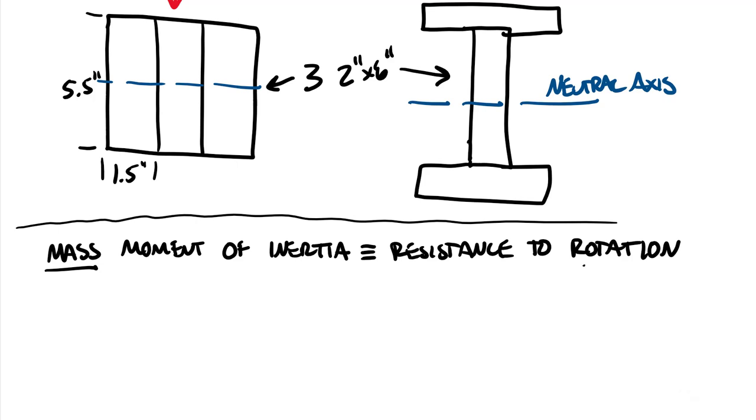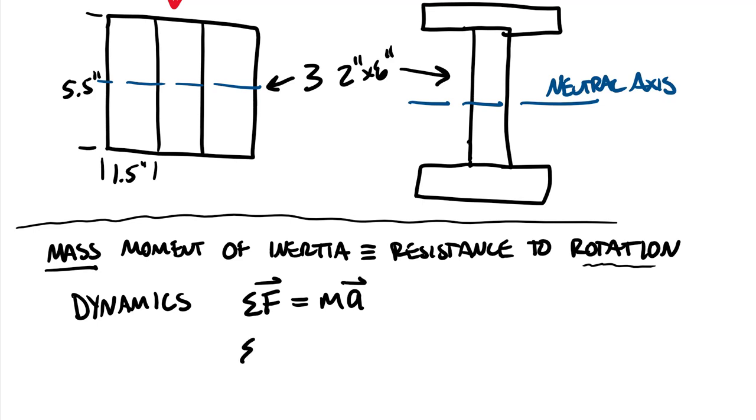Okay, and so if we're talking about rotation over here, we're talking in a dynamics context. We have two different equations in dynamics that relate to the motion. One is the sum of forces, not equal to zero, but equal to mass times acceleration. We said that here in statics, all acceleration is equal to zero. And we also have a second equation that the sum of all moments is equal to I times alpha. Okay, so here is our mass moment of inertia, the resistance to rotation. And so fundamentally, the top equation is related to translation, and the bottom equation here is related to rotation.